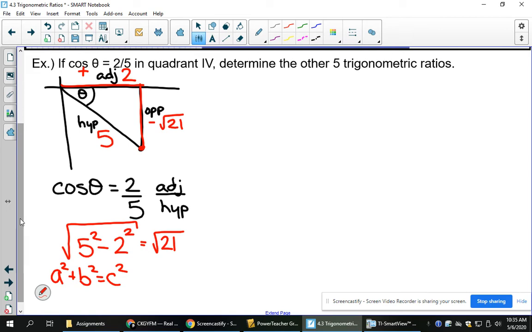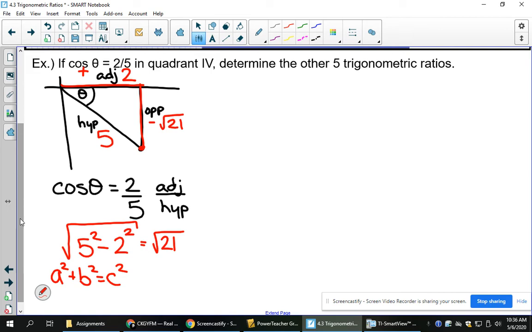Remember that I told you the hypotenuse was the part that was always positive. That says nothing about opposite and adjacent. Those can be positive, negative, or a combination of both. So that's something that you're just going to have to think through logically. The other way that you can catch it is if you write all of your answers with positive root 21 and then you check with the cast rule, you'll catch any negatives that you should have had.